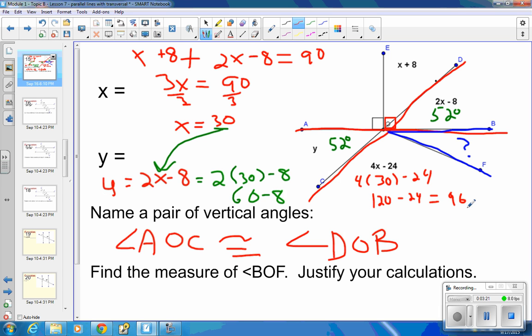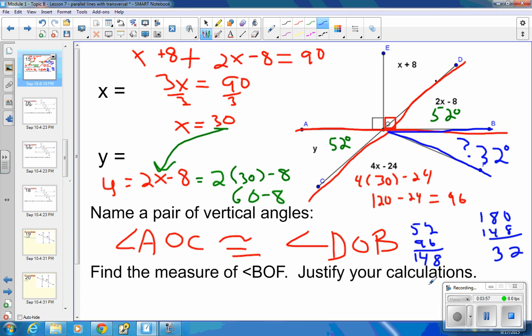So if this is 52 and that's 96, I need to find my missing piece. I know that those three angles have to add to 180, and so that is going to be 52 added to 96. So that's going to be an 8, and that is going to be 148. And then I'm going to take the 180 and subtract the 148, and that will be my missing angle. And so I get 32 degrees. So this angle here is 32 degrees.